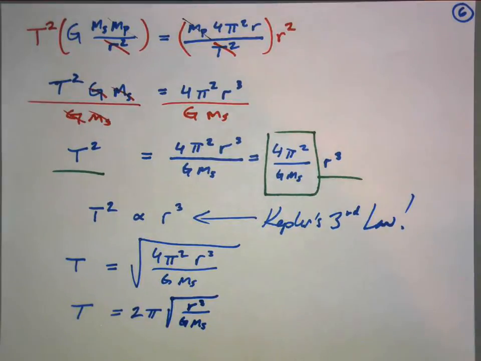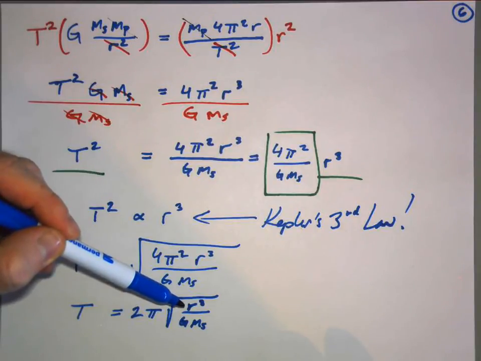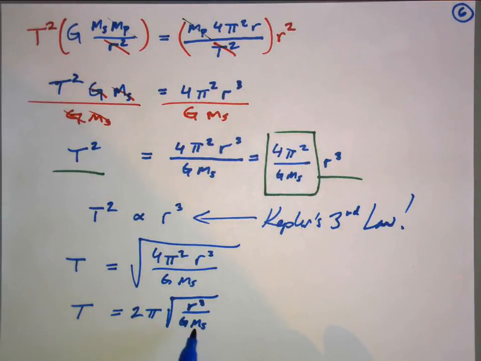So what we have here, coming out of Newton's law of gravitation, is an equation that shows us the period of a planet. The period of a planet, how long it takes the planet to orbit one time around the sun, seems to depend on how far away the planet is from the sun, that's r, and also depends on the mass of the sun. Now, what if we're not talking about a planet in our solar system? What if we're talking about a planet orbiting a different star?